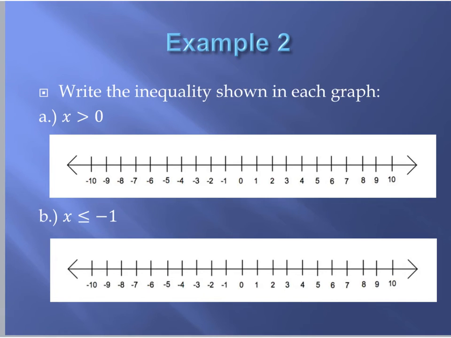When we're looking at example 2, part A, it says x is greater than 0. My variable is listed first. I have a greater than symbol, so there's no line underneath it. That tells me I'm going to have an open circle on 0, and my arrow is going to be pointing to the right. Likewise, for the bottom one, it says x is less than or equal to -1. So the less than or equal to means I have to have a closed circle, and then I'm going to draw my arrow here to the left. Again, that's because my variable is listed first.